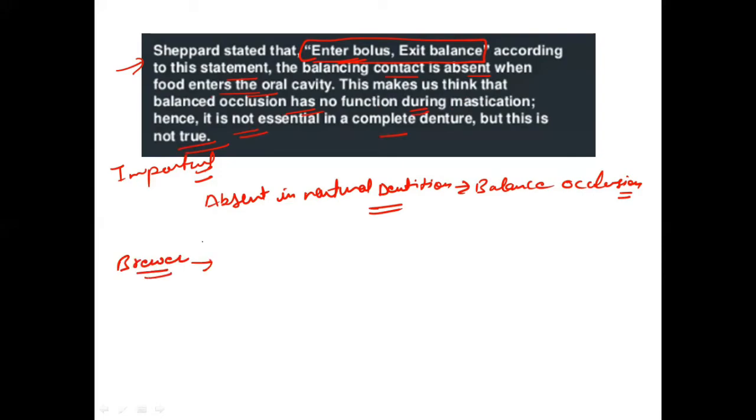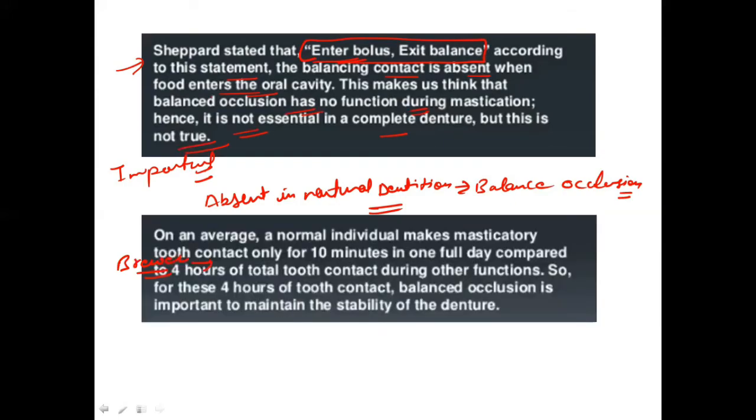Brewer reported the importance of balanced occlusion. He reported that, on average, a normal individual makes masticatory tooth contact only for 10 minutes in one full day, compared to 4 hours of tooth contact during function.